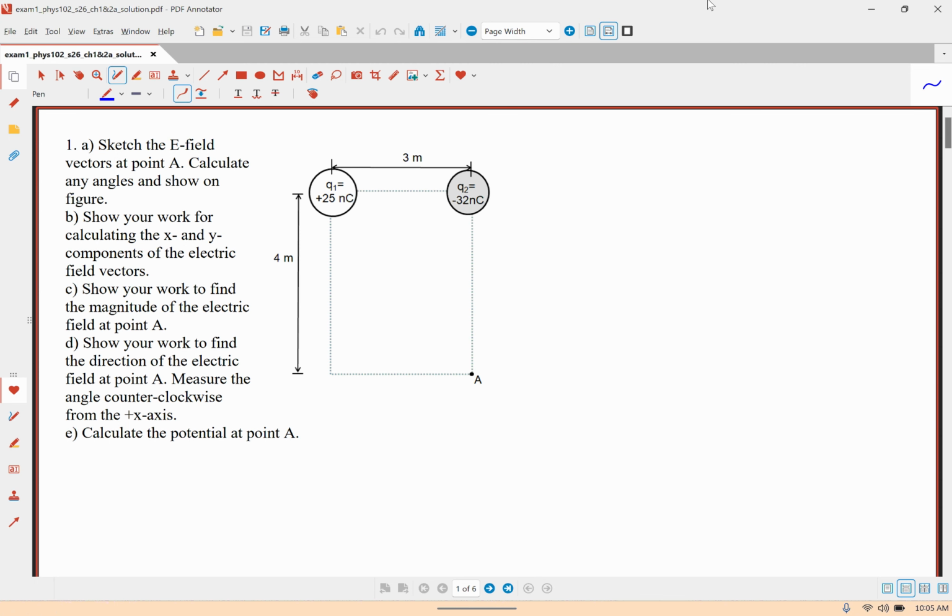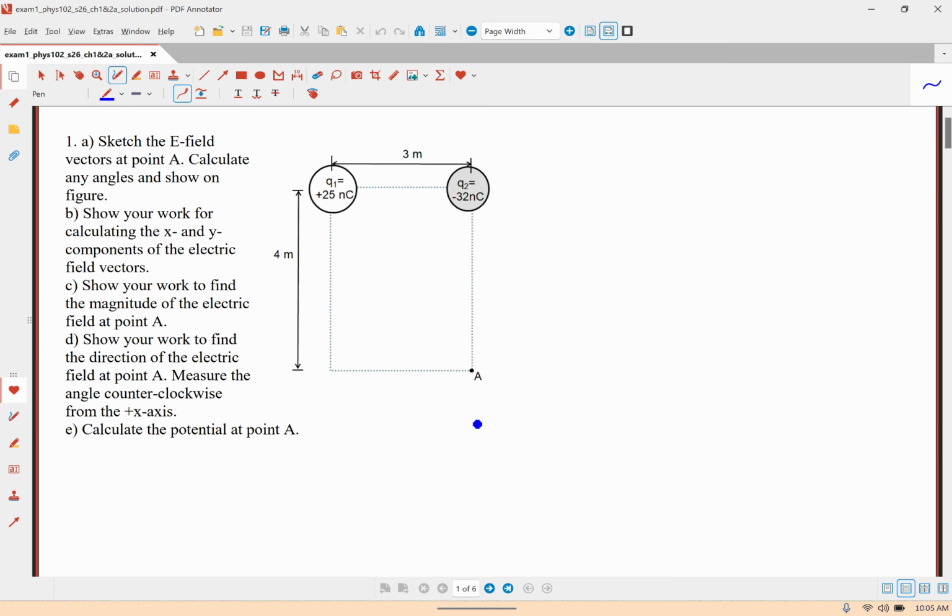Alrighty, it's exam one, Phys102, spring 26. We have an electric field at point A. I'm just going to go ahead and draw my coordinate system there and then draw the vectors at that point A. The vector E1 is going to be in this direction. So that's E1, and then E2 will be in that direction. And then I also want to find any angles.